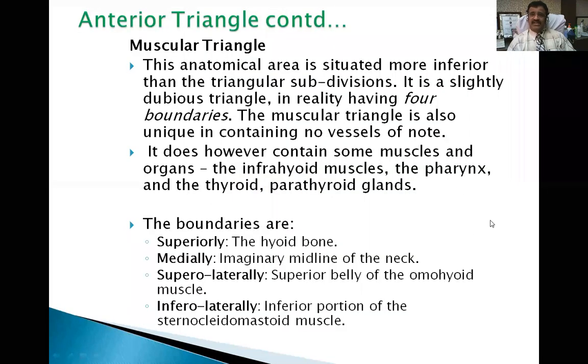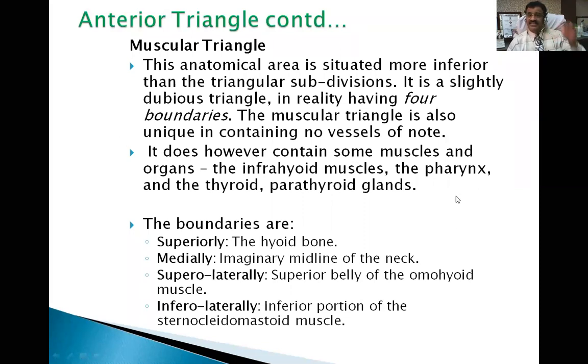Here, the muscular triangle, the last triangle in the anterior triangle of the neck. This anatomical area is situated more inferiorly than the other triangular subdivisions. It is a slightly dubious triangle, in reality having 4 boundaries. Actually, this triangle is more of a quadrangular type. Okay, it actually has 4 boundaries, but we are assuming it a triangle for the purpose of understanding. The muscular triangle is also unique in containing no vessels or nodes. So it doesn't contain any vessel.